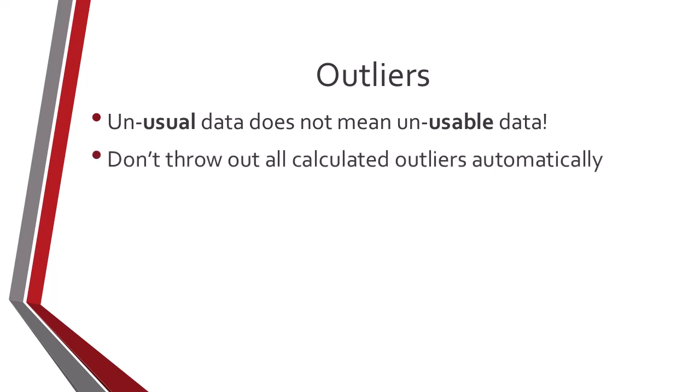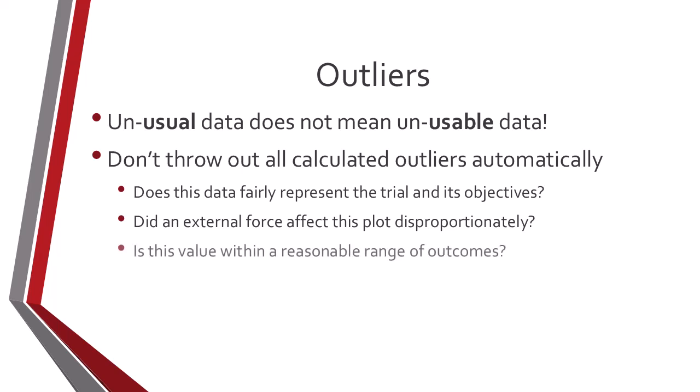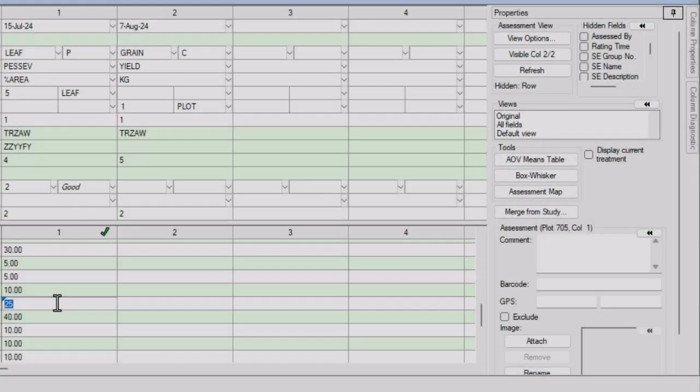When reviewing extreme values, ask the following before deciding whether to exclude them. Does this data fairly represent the trial and its objectives? Did an external force affect this plot disproportionately? Is the recorded value within a reasonable range of outcomes? Remember, even a normally distributed data set with a bell-shaped curve will still have a few values outside the two standard deviations.